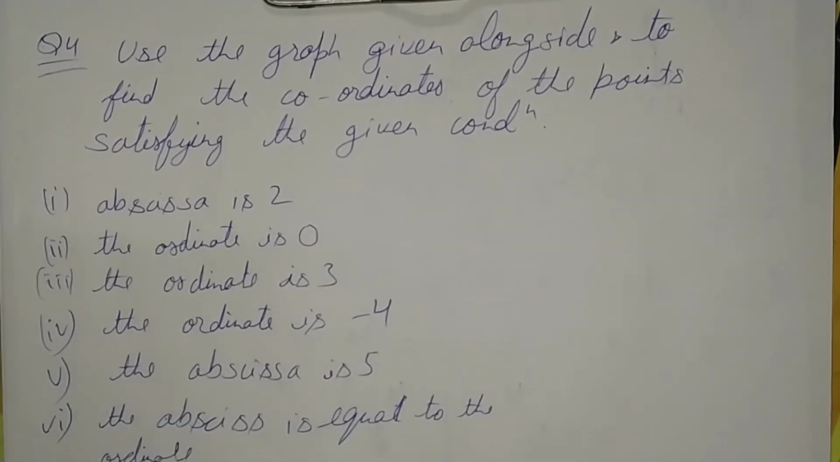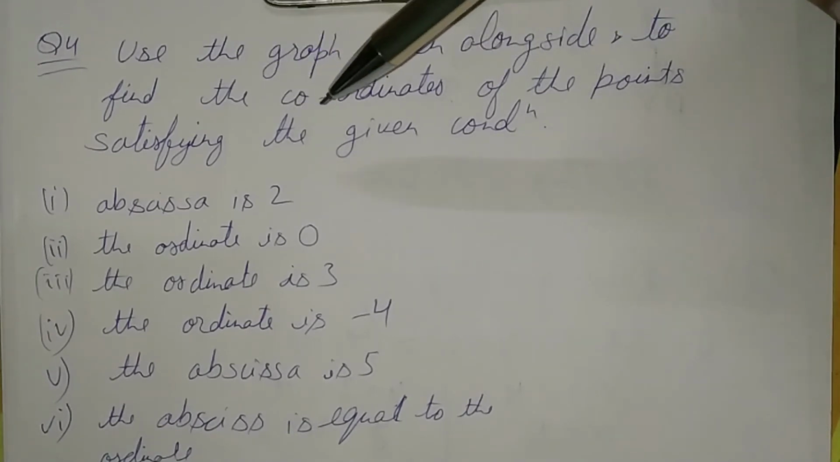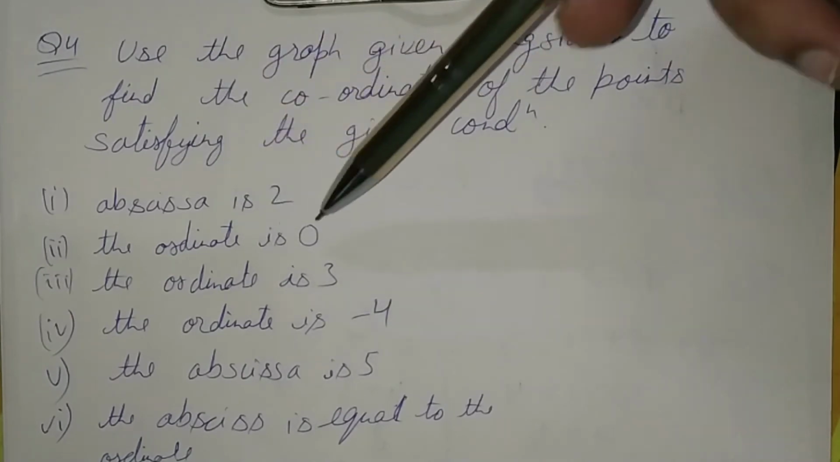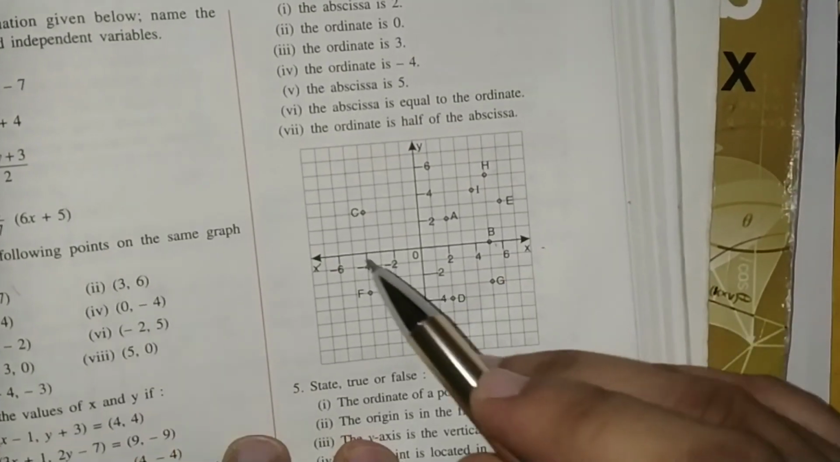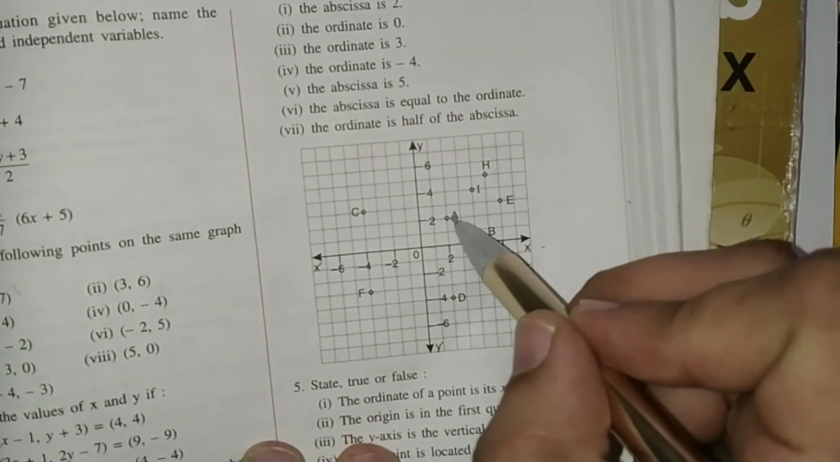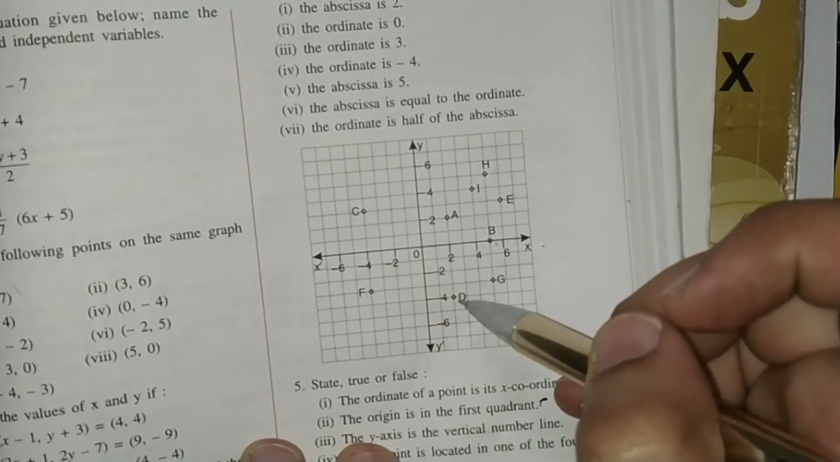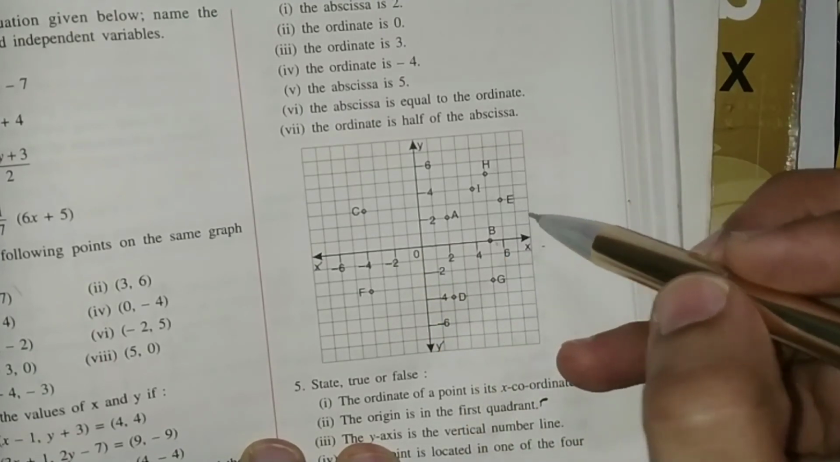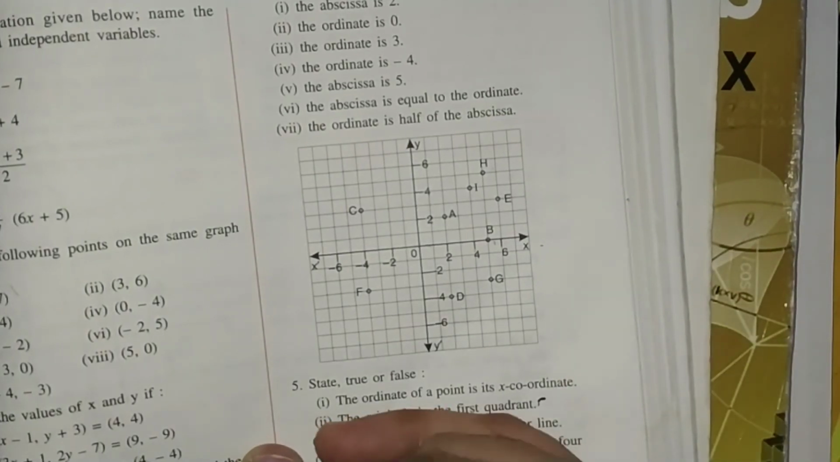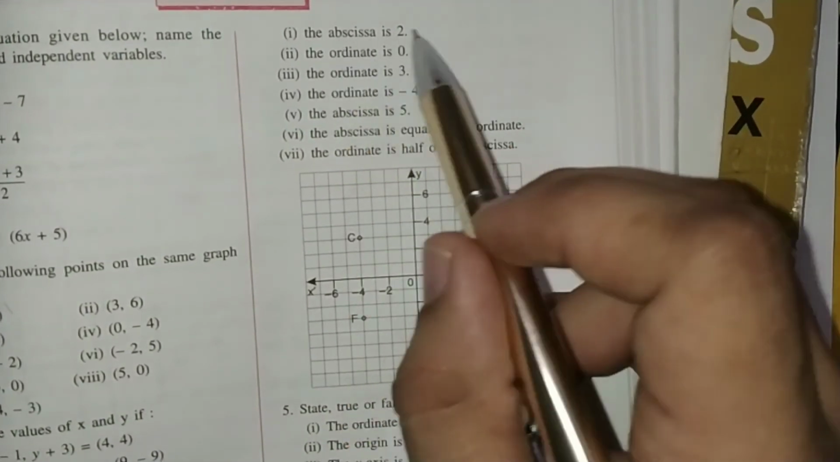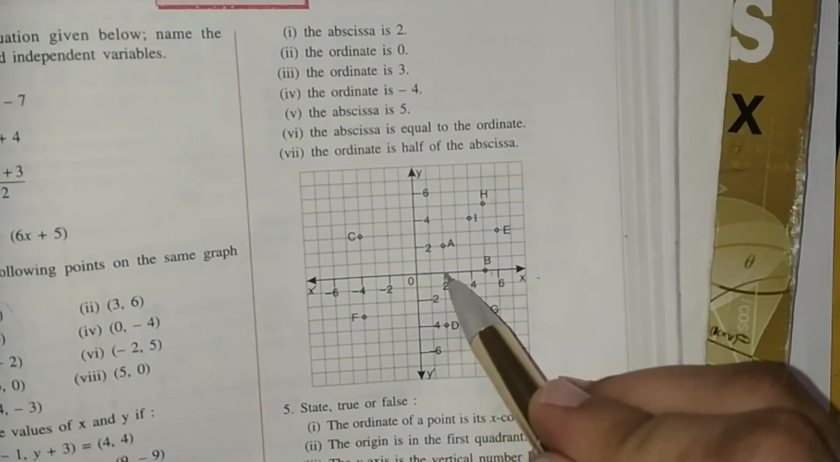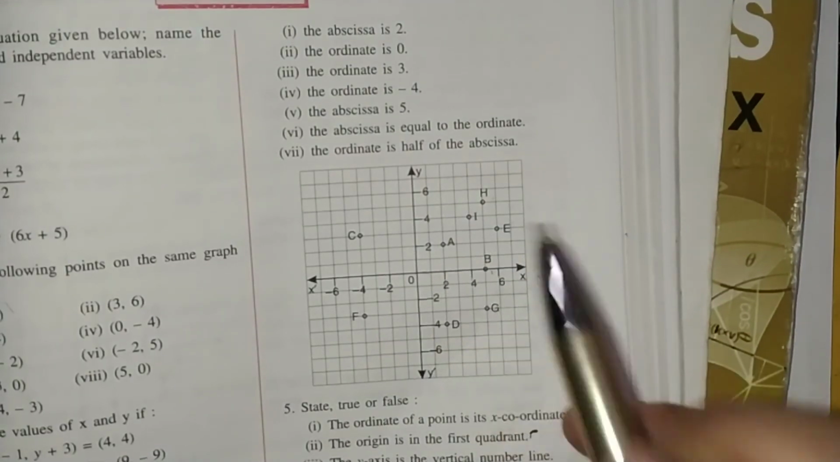Next, question number 4. Use the graph given alongside to find the coordinates of the point satisfying the given condition. Abscissa is 2, ordinate is 2. Okay, so first we will see the graph. So this is the graph, x-axis, y-axis. So some points are there: A, B, C, D, E, F, G, H. Okay, these are the points. So this is given. Abscissa is 2, ordinate is 0. So that is the length. So 0 means abscissa means 2, that is this length.